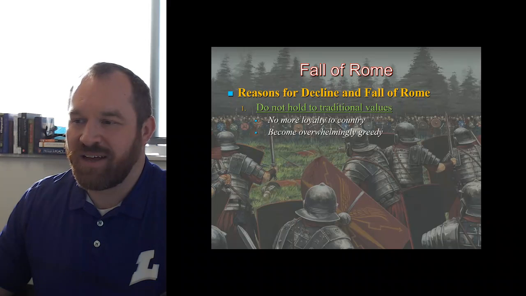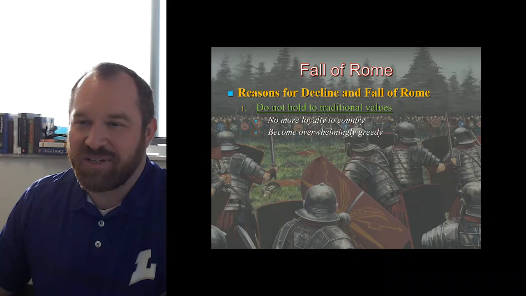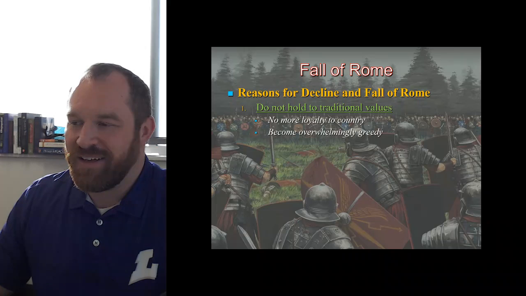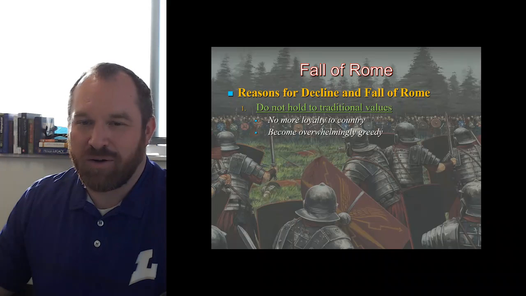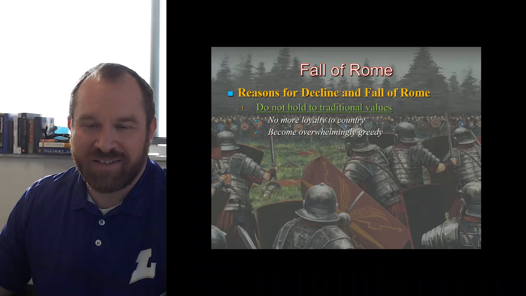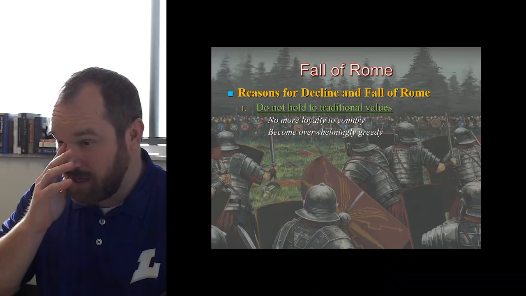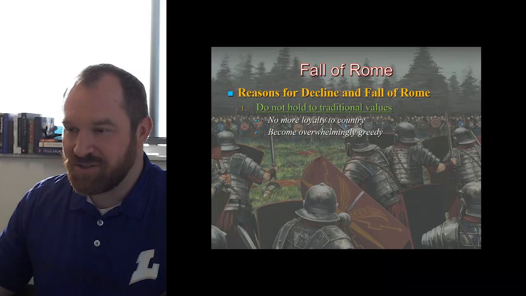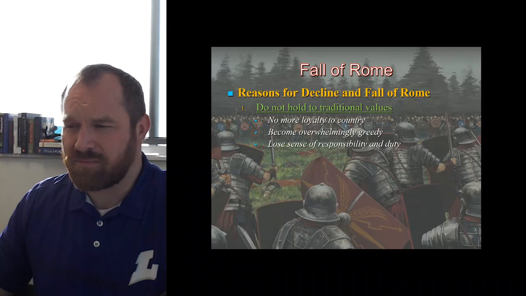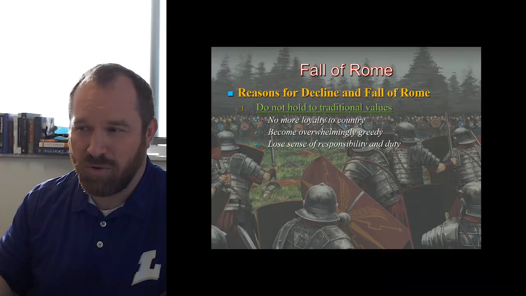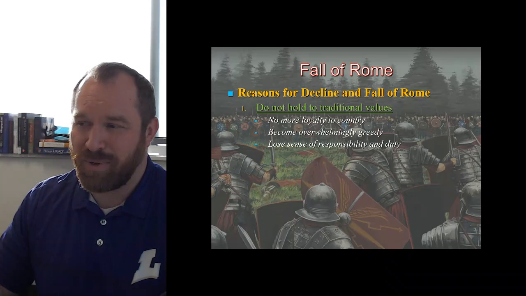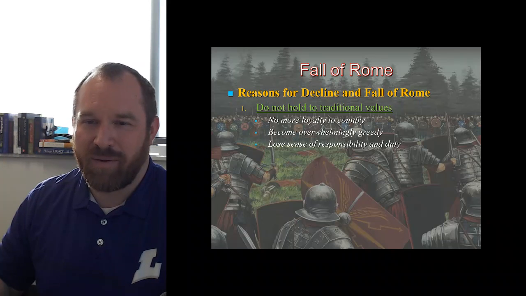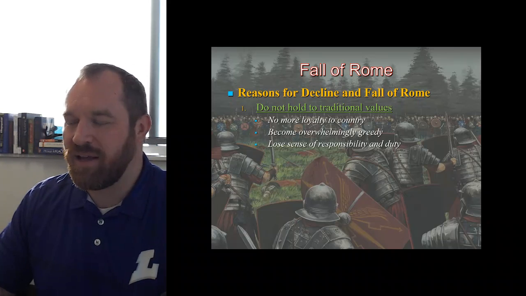Instead, especially with those assassinations we talked about in the earlier lesson, you get this idea that you're greedy for power or greedy for wealth, or you're willing to stab your friend to get ahead. And there's no stability with that. Along with the idea of no loyalty to country, you lose this sense of responsibility and duty. It becomes all about me and protecting mine and getting ahead for mine.